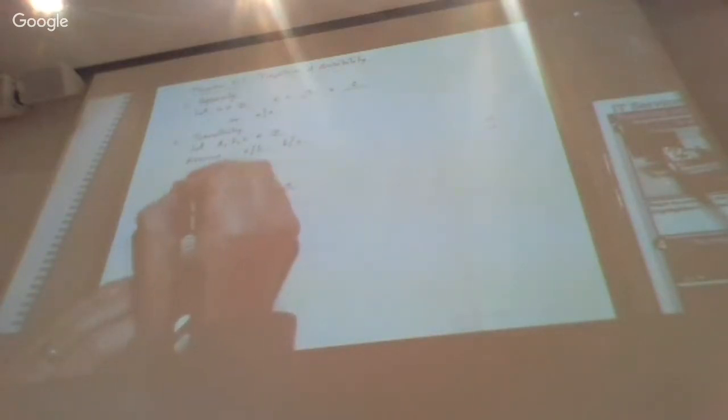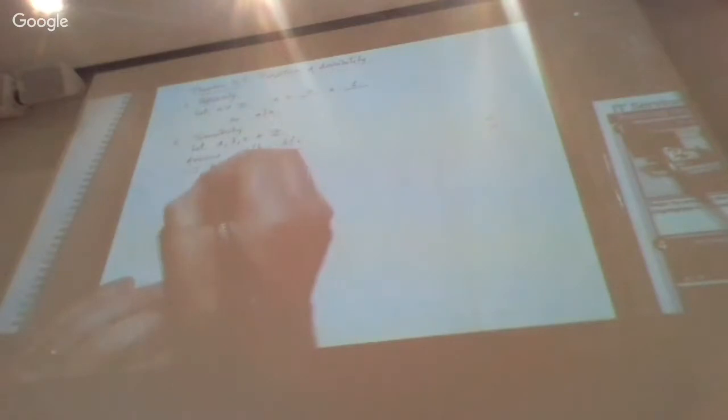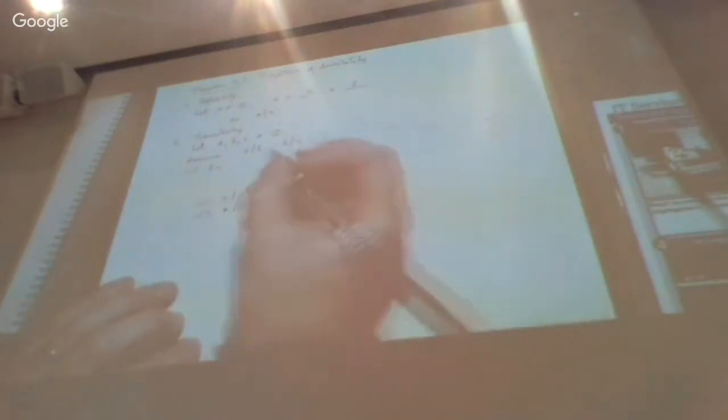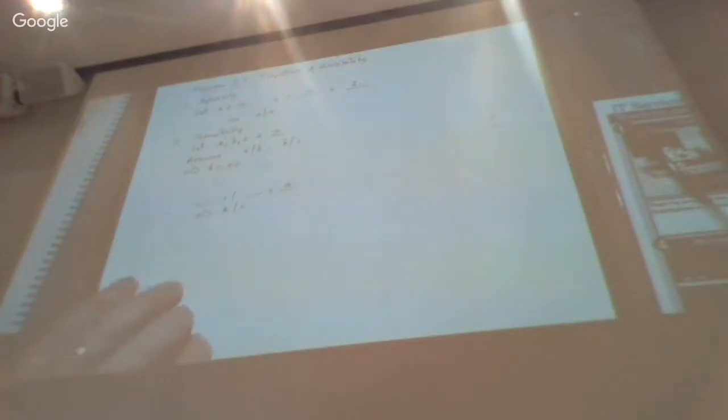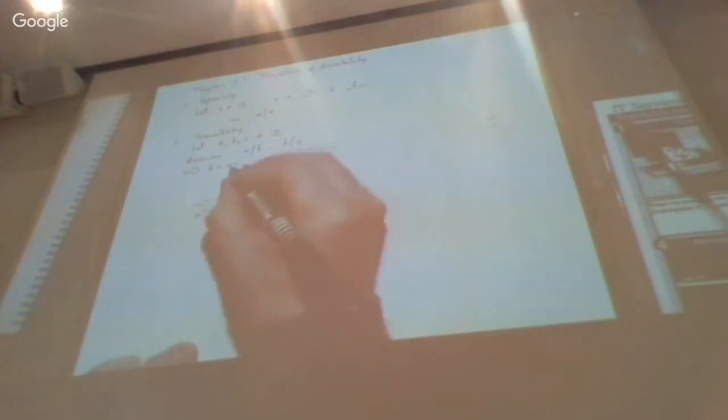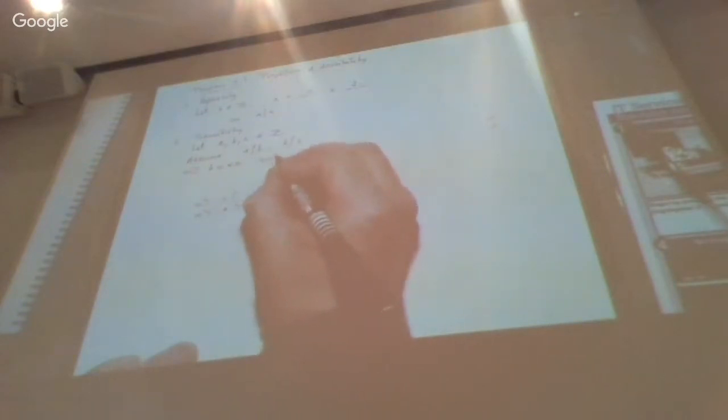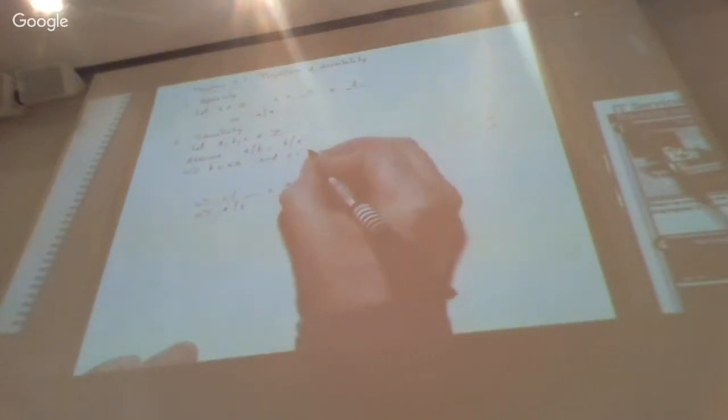So if we know that a divides b, we can say that b is equal to something times a. May as well call it alpha, say. b is equal to alpha times a. And c is equal to beta times b.